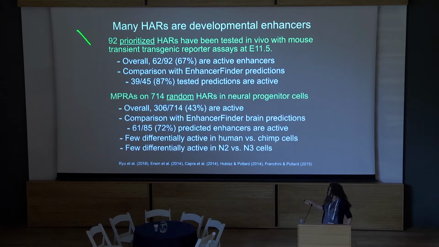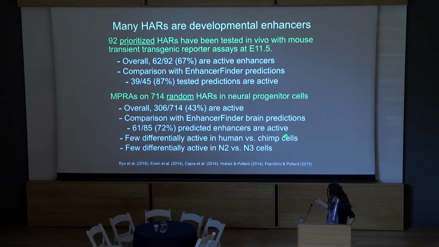By taking 714 random HARs, including some we really thought would be neural active enhancers and ones that we thought wouldn't, we were able to get an unbiased data set. And 43% of that totally unbiased data set, not picked to think that it would have neural expression, 43% of those showed activity in these neural progenitor cells. So just one cell type, 43%. So a lot of HARs are, I believe, active enhancer elements during brain development. Our predictions are still pretty well validated.